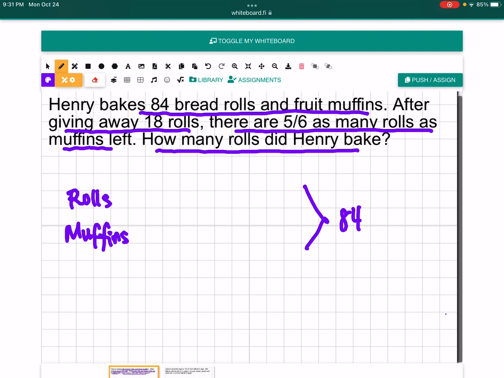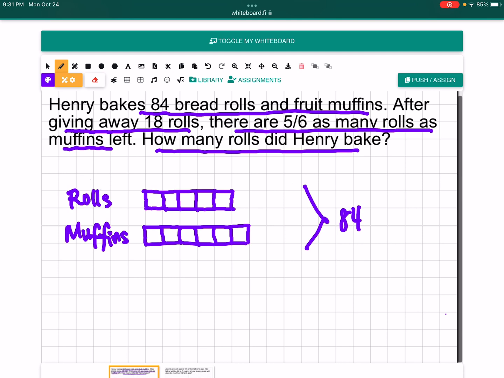And so we know there's a relationship between the two of them, so we're going to start here, and we're going to say, all right, 1, 2, 3, 4, 5. This is our rolls. We're going to give them 5 squares. And here are our muffins. We're going to give those 6 squares because we knew that there were 5/6 as many rolls as muffins. So the muffins have the full tray and the rolls just slightly less.